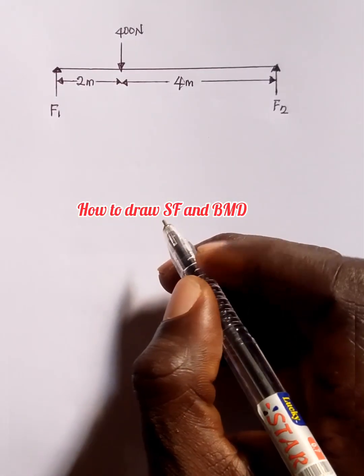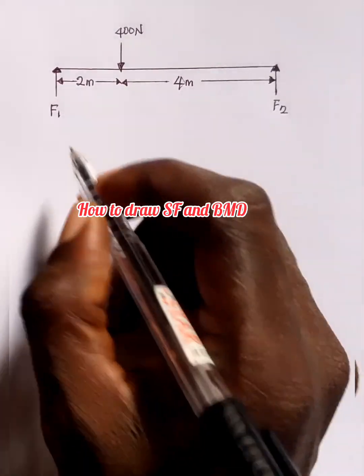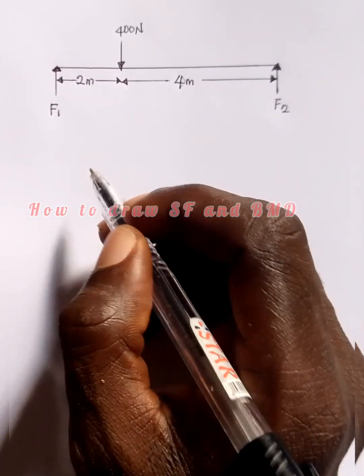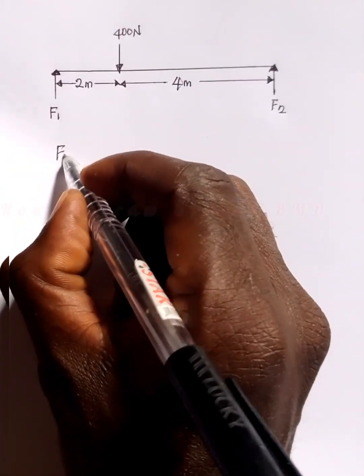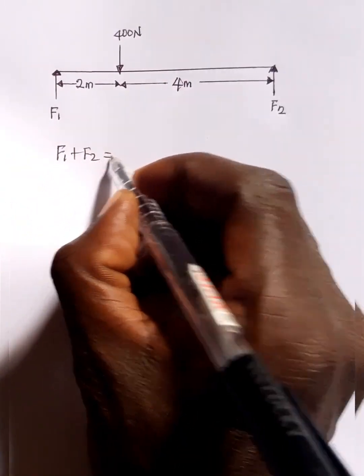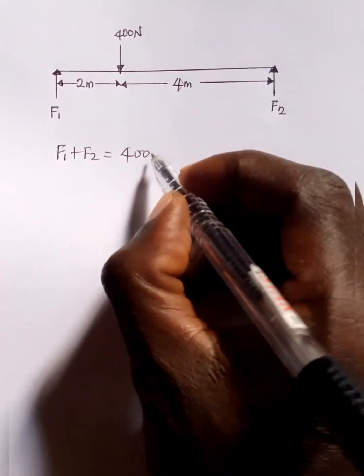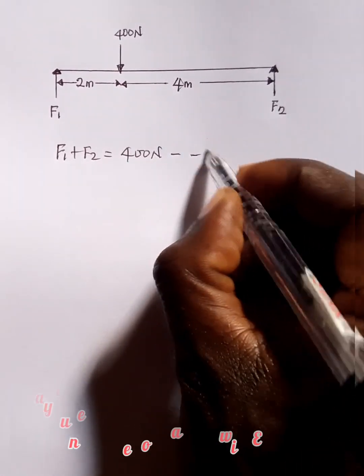So we take this. Summation of upward force is equal to downward force. That is to say that F1 plus F2 is equal to what? 400 Newton. Let's call this equation 1.